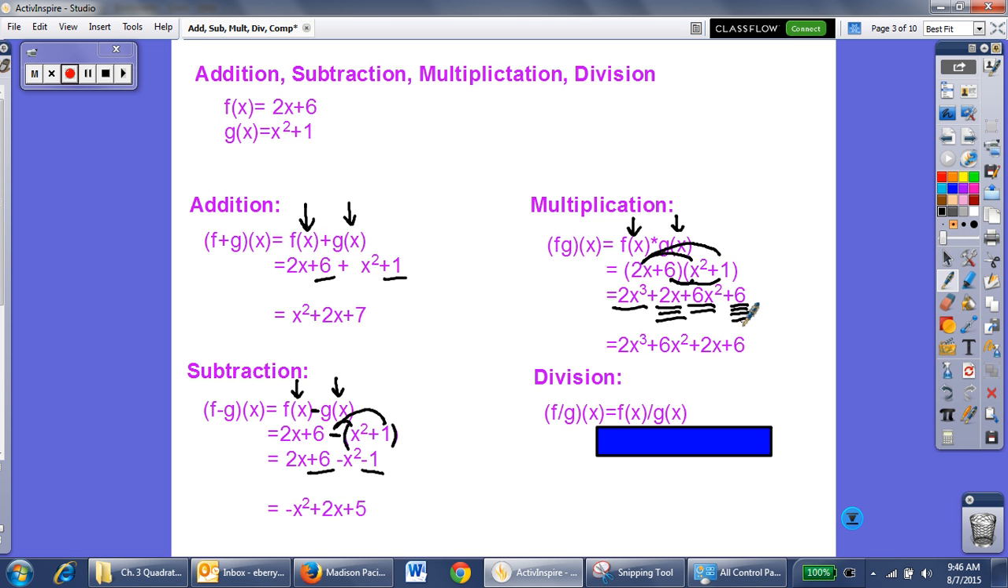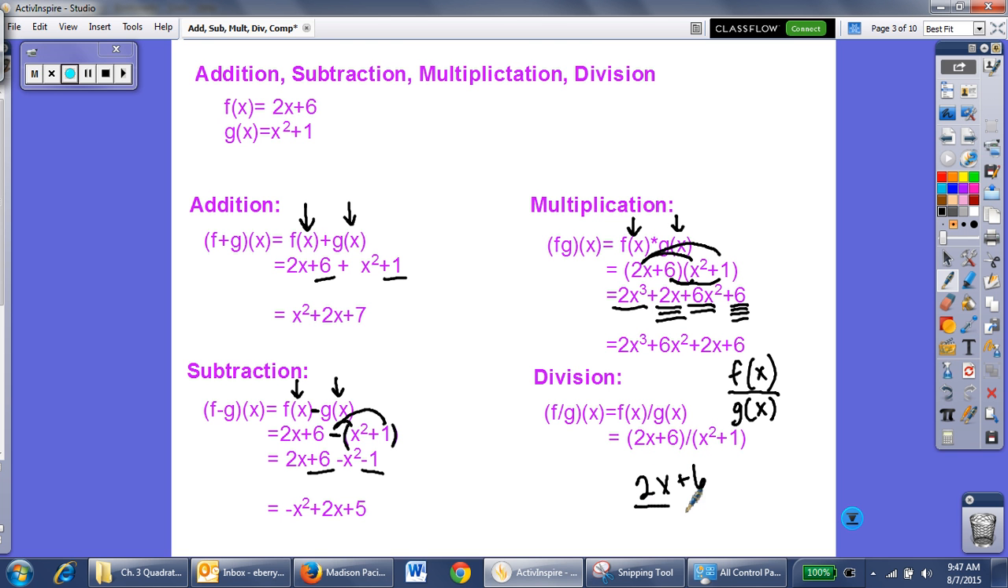Now lastly, we have f divided by g of x. So if we were actually to write that out, we'd have f of x as the numerator divided by g of x. This is how you would write it on your paper, not side by side. So we just plug in those functions. So we get 2x plus 6 on top, that's f of x, divided by x squared plus 1. So again, that should be written as the numerator, 2x plus 6, divided by x squared plus 1. And we can leave that how it is.